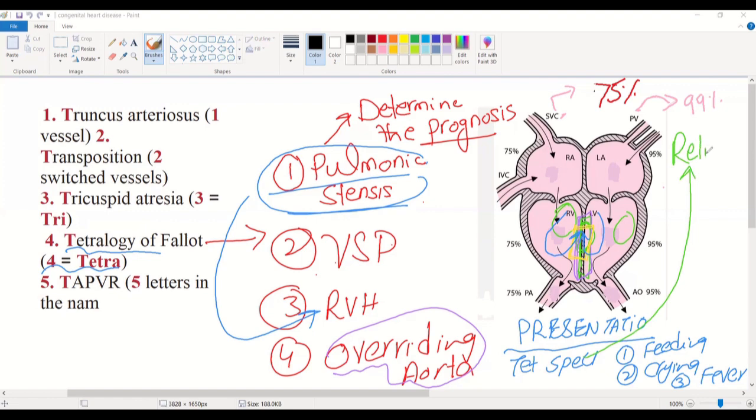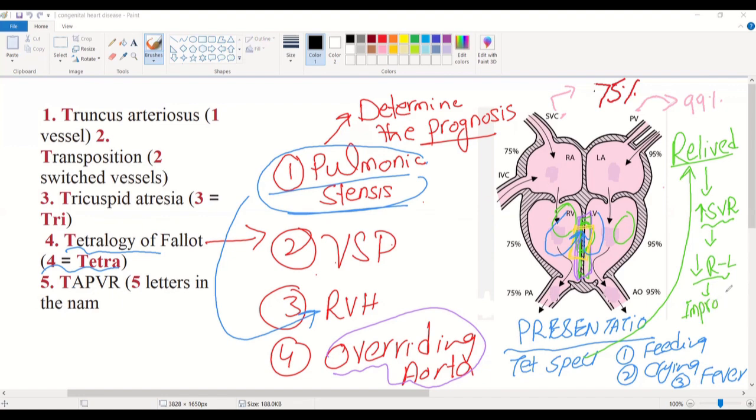Squatting. Yes, when the child squats. What does squatting do? It increases systemic vascular resistance, right? Yes. So this systemic vascular resistance increase leads to a decrease in the right to left shunt, right? And it will lead to improvement in cyanosis.